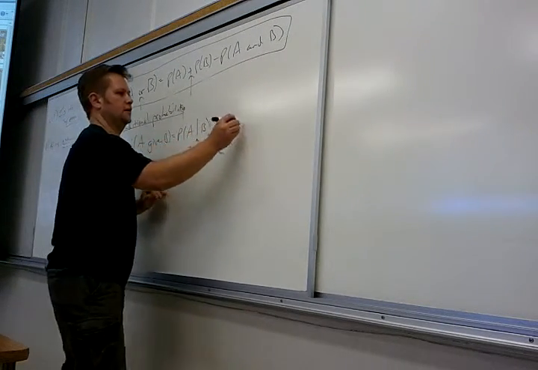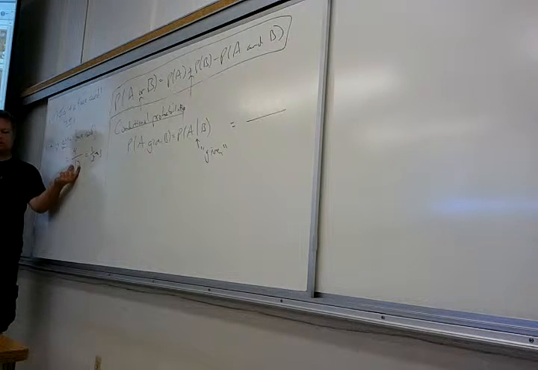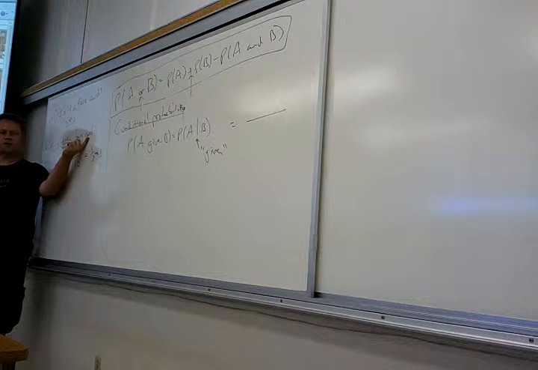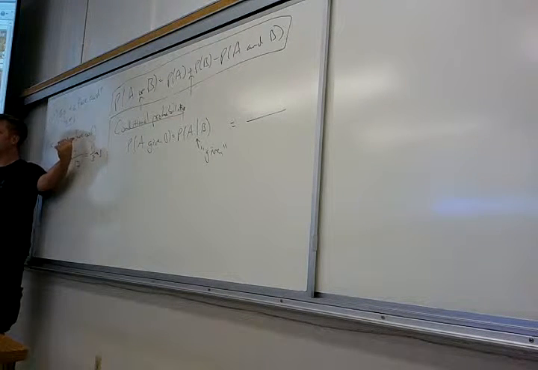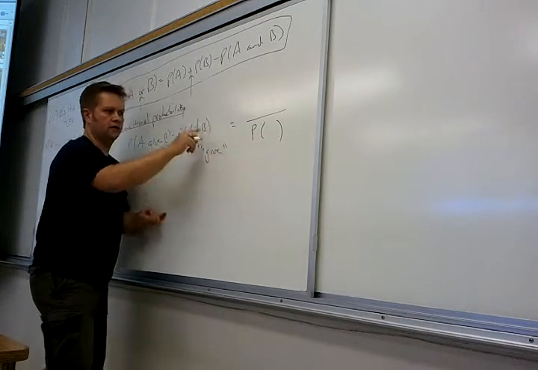Let's see if we can piece this together. Where did this 12 come from? Face card. So it seems like this guy goes on the bottom. The given goes on the bottom. So on the bottom goes the probability of the given.